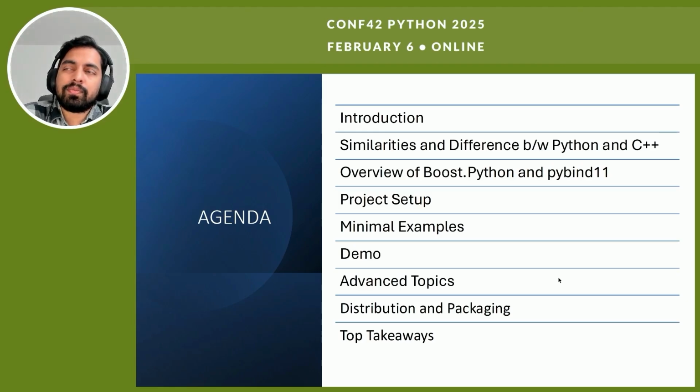For today's talk, I've split it into around 10 parts. First we'll talk about the problem statement, and then slowly move on to similarities and differences between Python and C++. Then talk about static binding, dynamic binding, and then a brief overview of Boost Python and PyBind11. And then let's look at some actual code and how the project is set up, some minimal examples, a short demo, and then touch upon a few advanced topics, and then talk about distribution and packaging, and then wrap it up with some top takeaways.